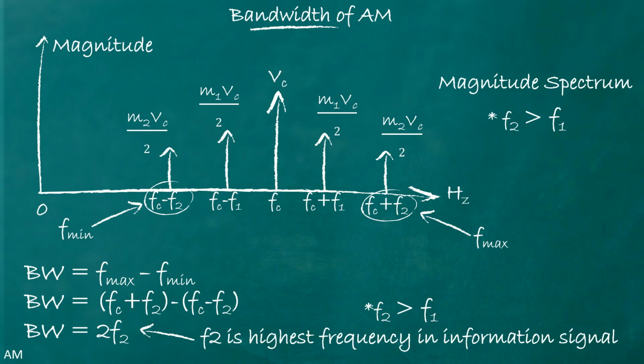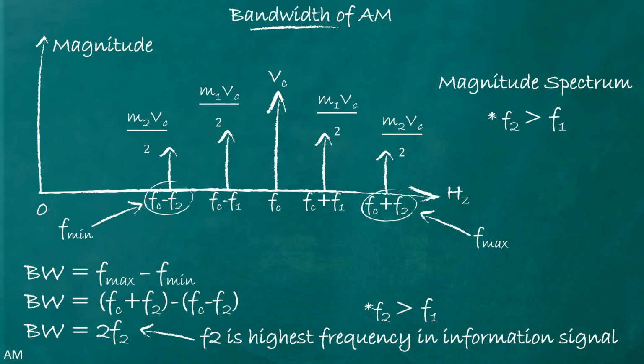So here, in terms of hertz, if we consider frequency in terms of hertz, it is fc plus f2, fc minus f2, right? F max is fc plus f2 and f min is fc minus f2. So bandwidth is equal to f max minus f min. So bandwidth is equal to twice f2, where f2 is the highest frequency present in the information signal, right? So bandwidth is equal to 2 times f2.